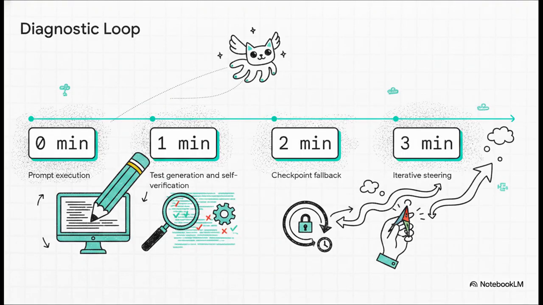Step 1 is simple, prompt execution. But in step 2, you actually have the agent generate tests and verify its own work against your expected outputs. Now, if it breaks something and hits a horrible cascade of errors, step 3 is your safety net. You use git-backed checkpoints to essentially rewind your chat and your code back to a known good state. Phew, crisis averted. Finally, step 4 is iterative steering, where you're gently guiding the agent back on track.